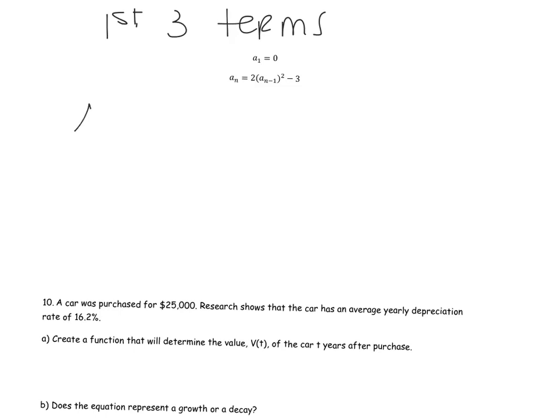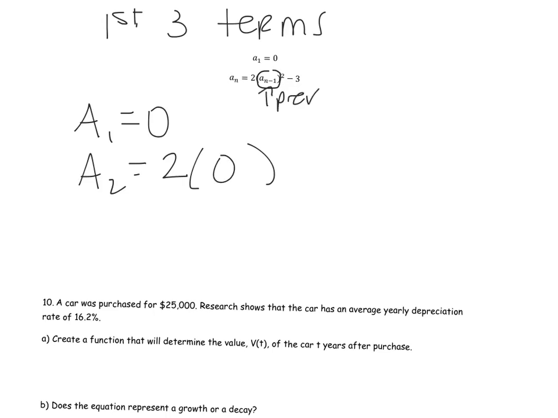We got our first term is 0. Now the rule is telling us you take 2 and you're going to multiply by the previous term. That means the previous. So the previous is 0, and then we subtract 3. So 2 times 0 minus 3, that's negative 3. That's your value of your second term.